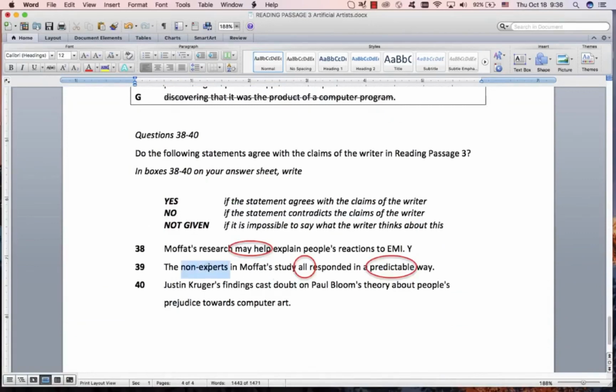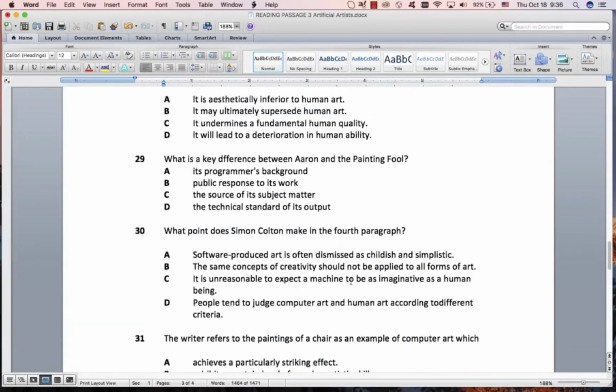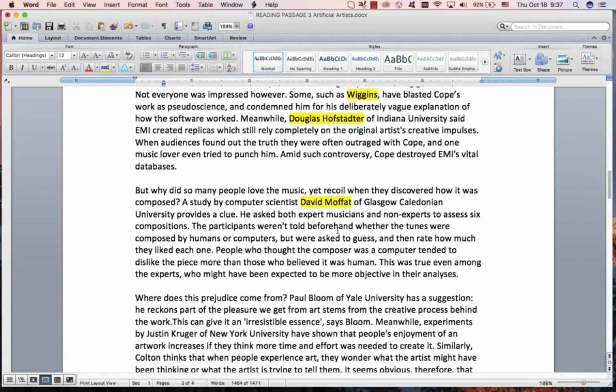Now, the non-experts, did they all respond in a predictable way? Did some of them respond in a predictable way? Did they all respond in an unpredictable way? Or don't we know? So where do we see non-experts? He asked musicians and non-experts. That's just describing the experiment. We want to see how did they respond. They were asked, that's also still describing the experiment. Here's the results. So it's somewhere in here, if the answer is there.